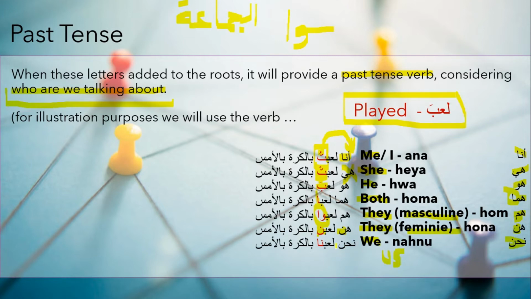There are some terms that we are using in Arabic language just to express or for the teaching purposes. Usually we don't use it, but for teaching purposes. So here when we are saying لعبوا بالكرة بالأمس, لعبوا here واو الجماعة, as we just explained.